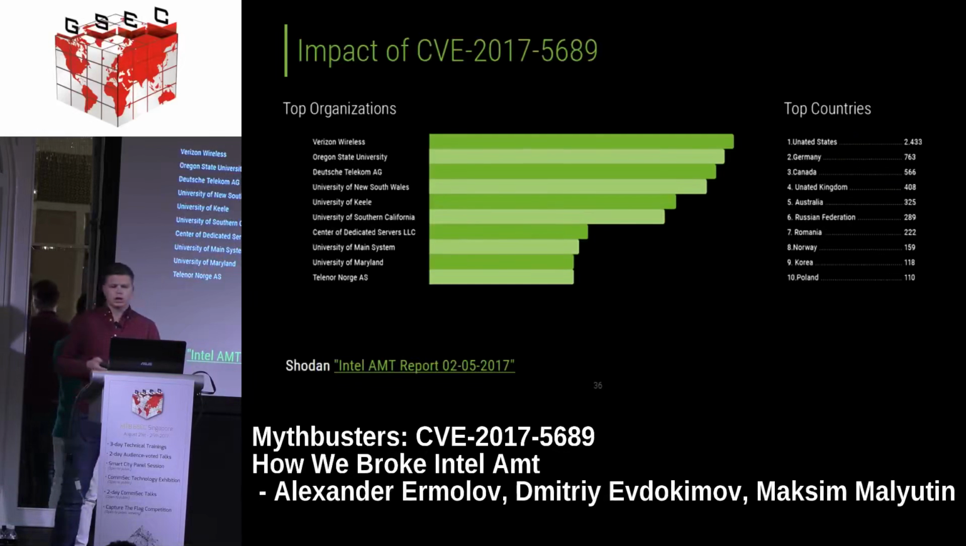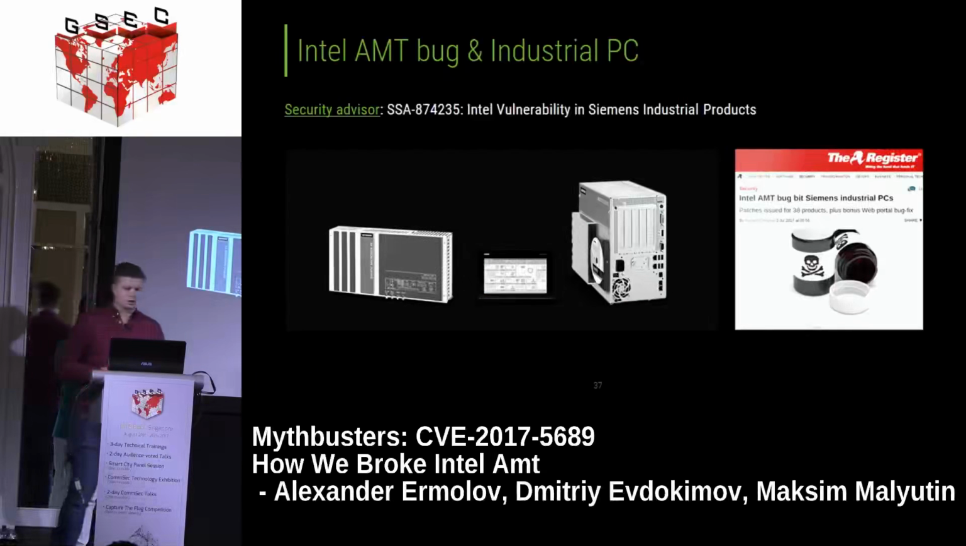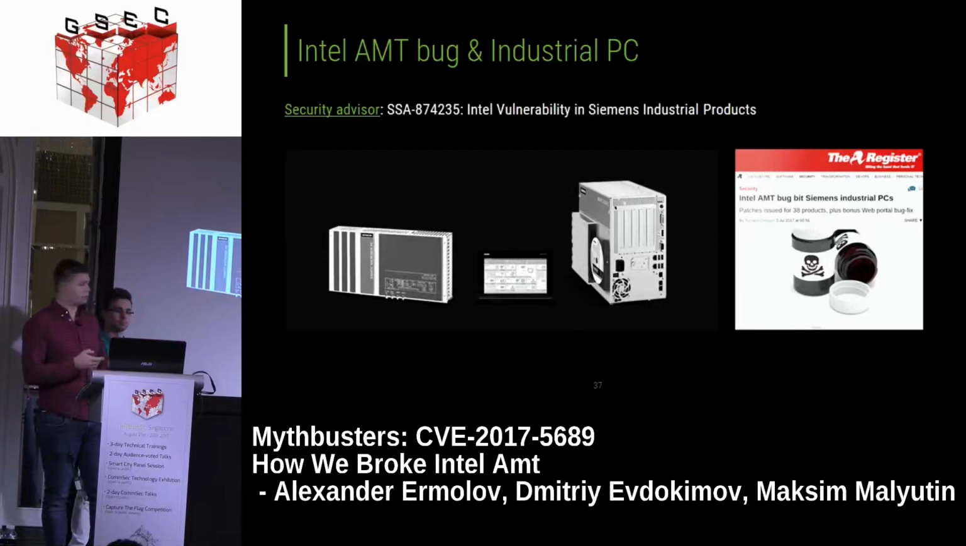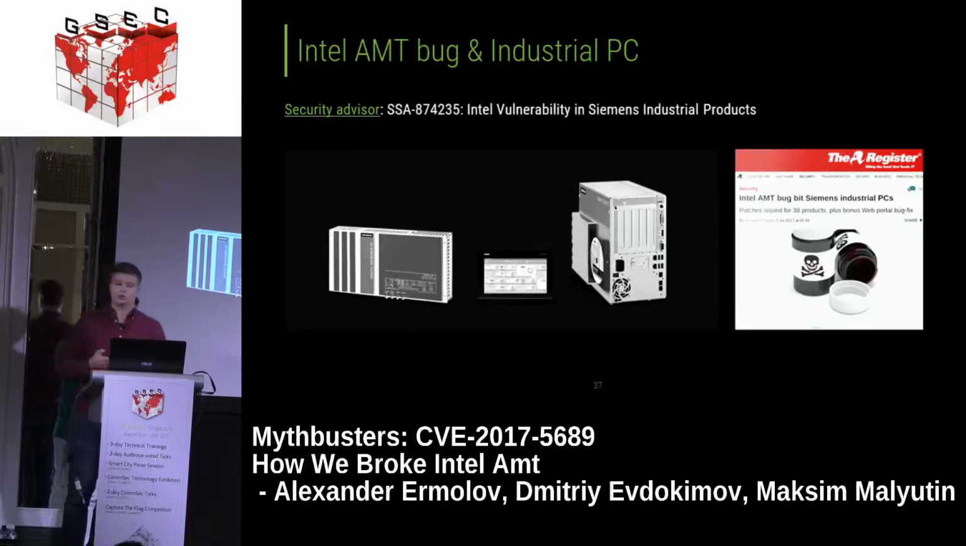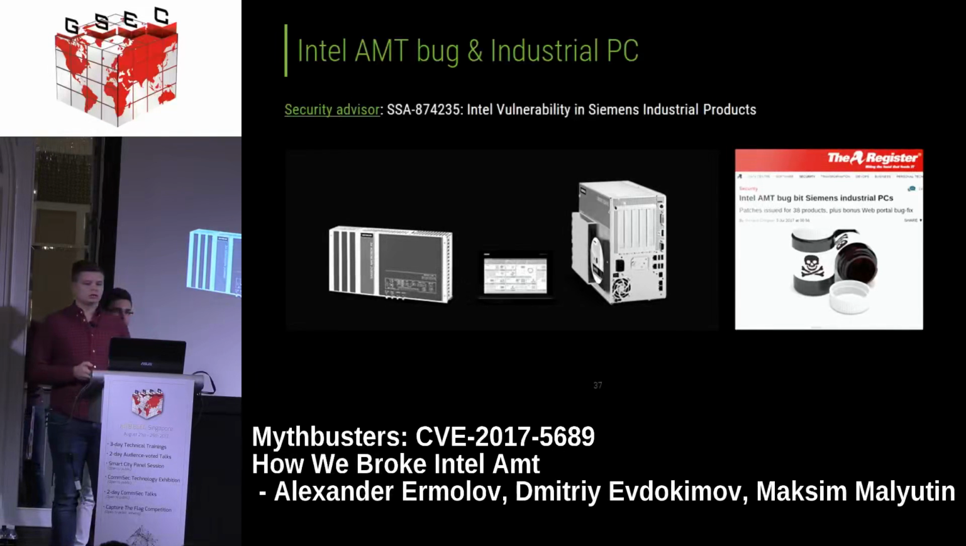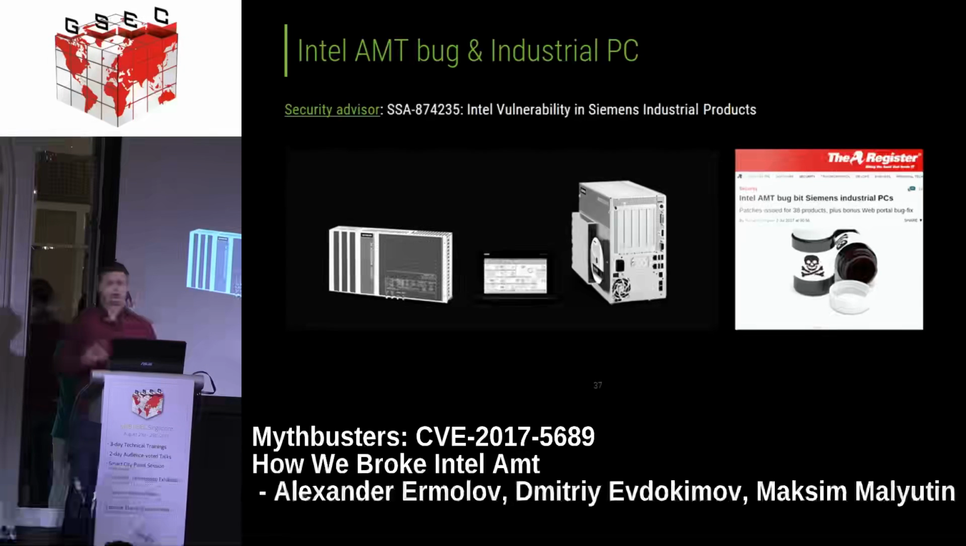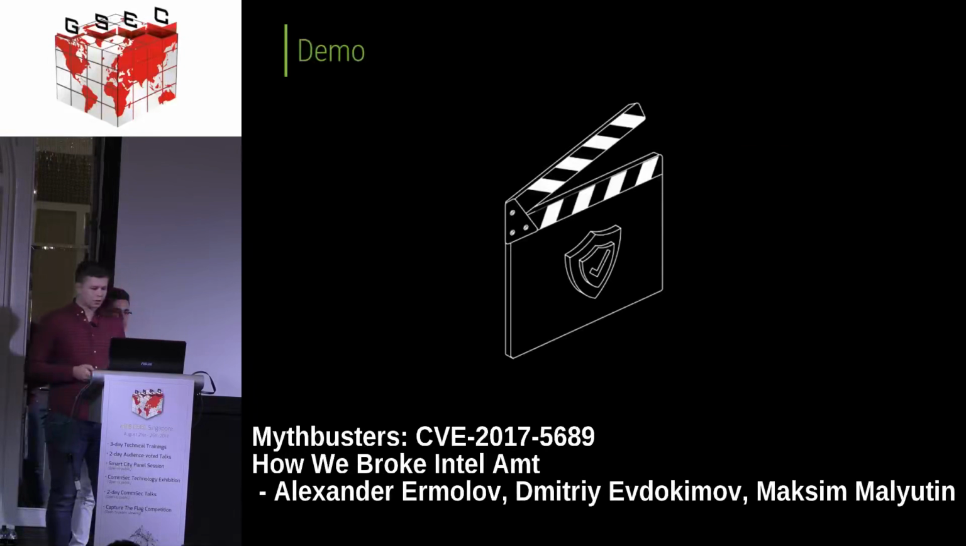The most affected industries are telecom providers and universities. It turned out that this vulnerability had affected ICS. For instance, Siemens industrial computers based on the Intel chipset were sensitive to it. In other words, not only enterprise and public organizations, but also critical infrastructure may be affected by the vulnerability exploitation. So now, demo time.